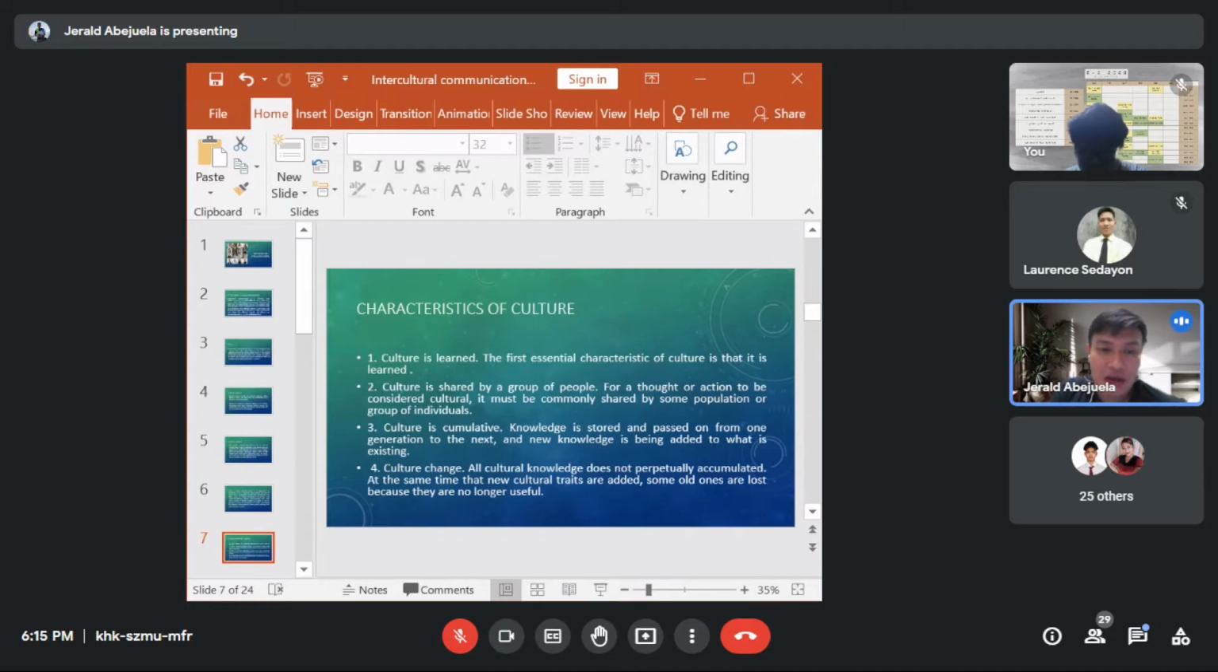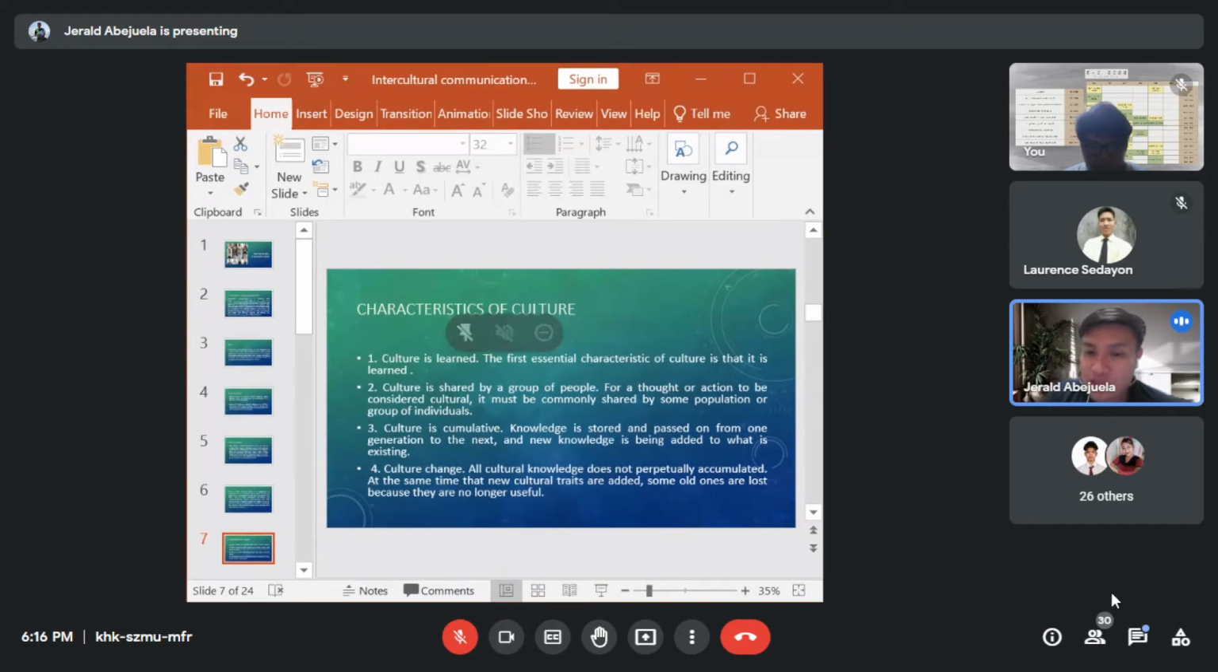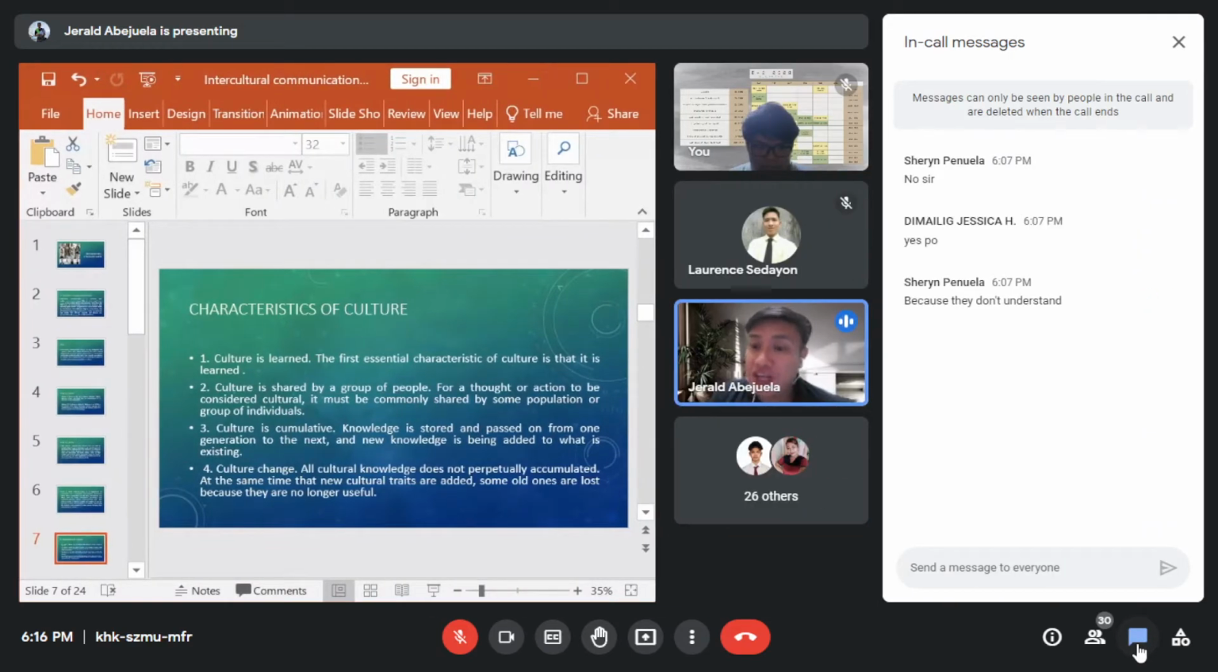Number 1, it says there, culture is learned. So nasabi na natin yan kanina, ang kultura ay napag-aaralan. Okay? So imagine, yung isang Pinay, nagpunta siya sa ibang bansa. Dala-dala niya yung Pinoy na kultura, pero pagdating niya doon, of course, kailangan niyang i-embrace, kailangan niyang i-adopt yung bagong culture. Kasi, in order for her to survive, she needs to adopt, she needs to embrace that new culture. And that is, culture is learned.